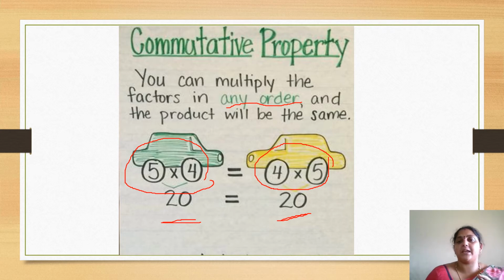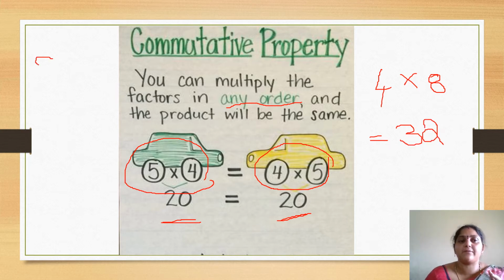Suppose I have taken my number 4 into 8. What is the product of 4 into 8? 4 8s are 32. My product is 32. Now I am changing the order and multiplying. First, suppose I am taking 8 into 4. What is my 4 into 8 or 8 into 4? The answer will be 32 itself.